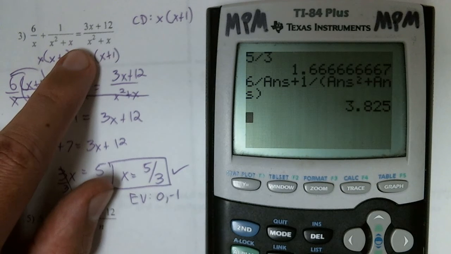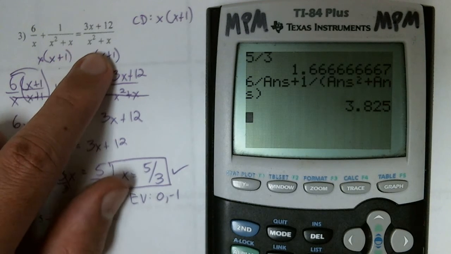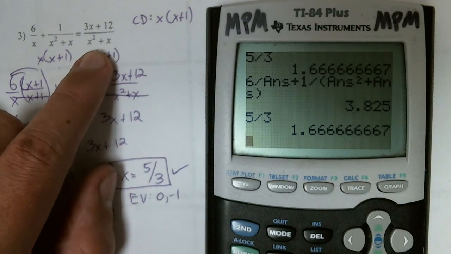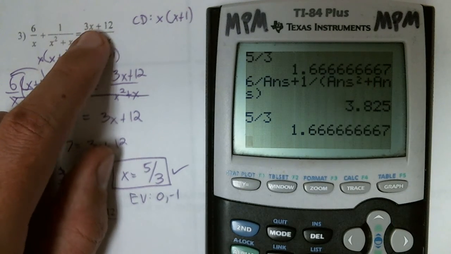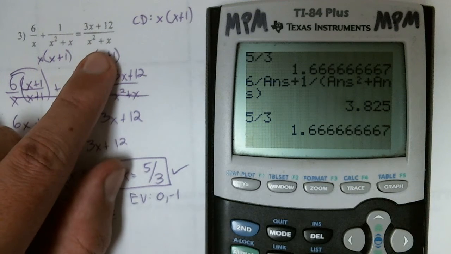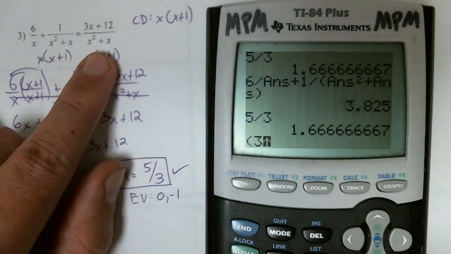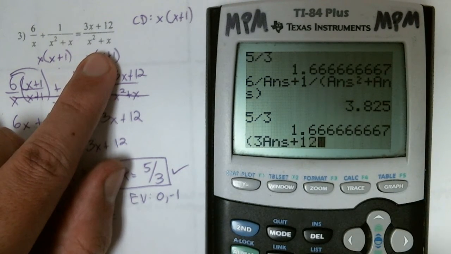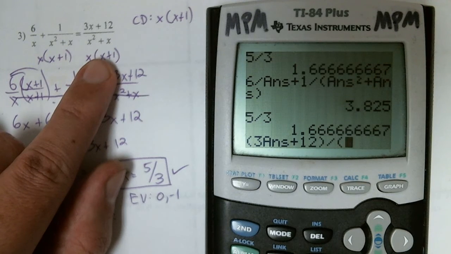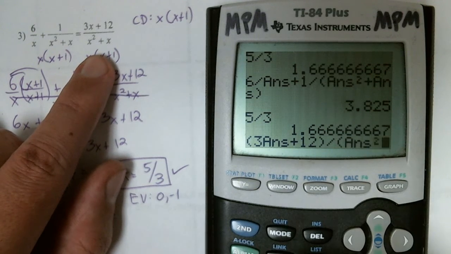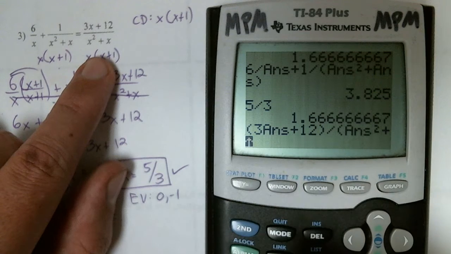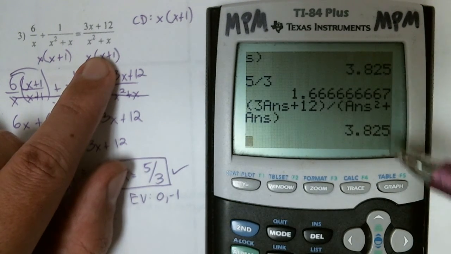Okay, fine, 3.825. Now over here, let's get our second answer again. Let's do 5 divided by 3, okay? So I do need parentheses because there are 2 terms up here in the numerator. 3 second answer plus 12 divided by parentheses second answer squared plus second answer. Close the parentheses, and what do you know?